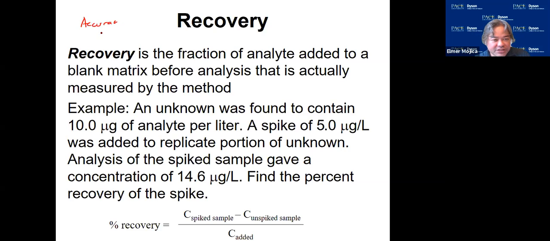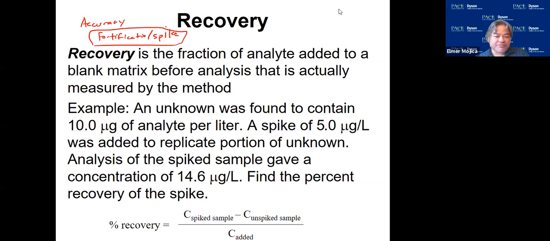And the way I put it there is something to do with spiking. So fortification or spike. Now, how do you do that? As I told you, it's something to do with the recovery. Recovery is the fraction of analyte that is added to a blank matrix before analysis that is actually measured by the method.